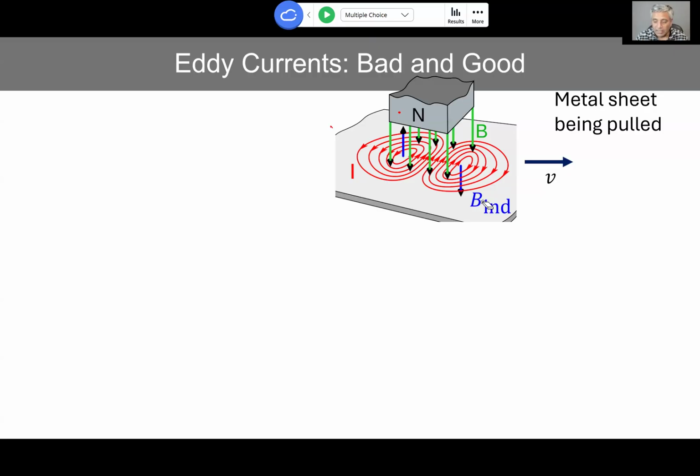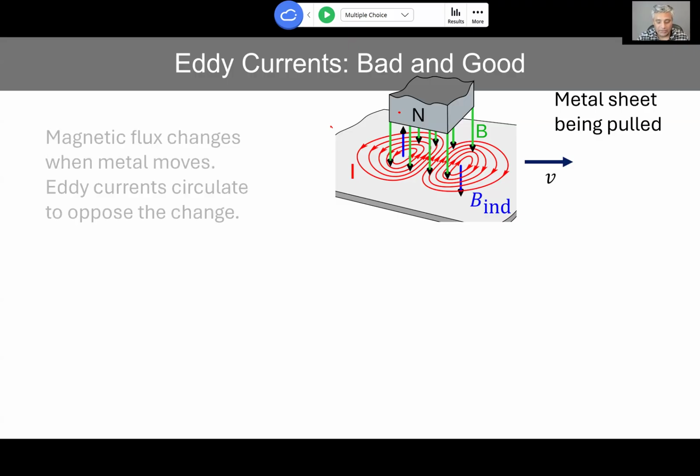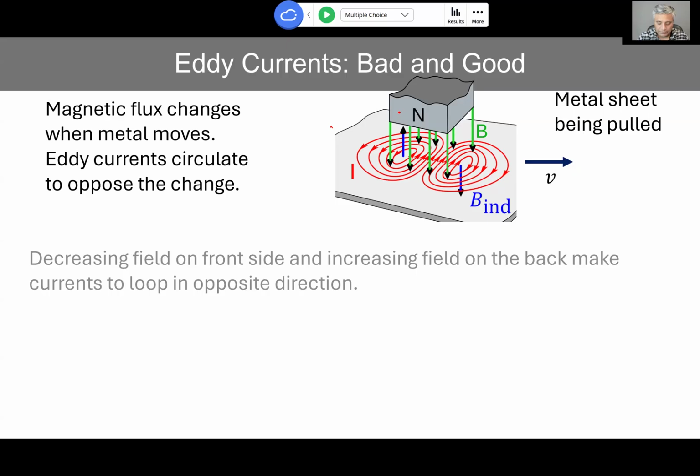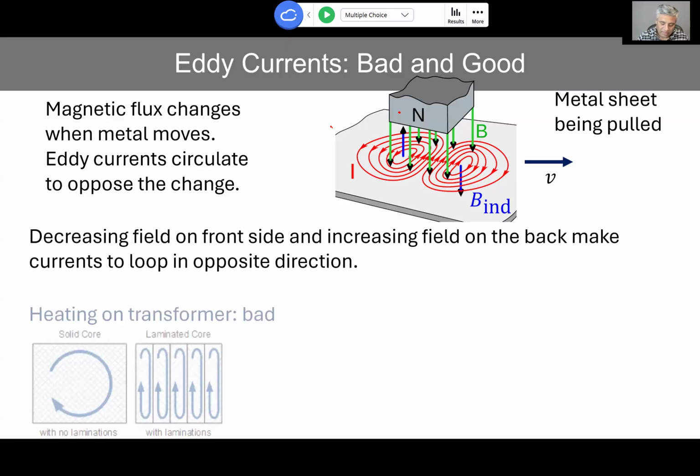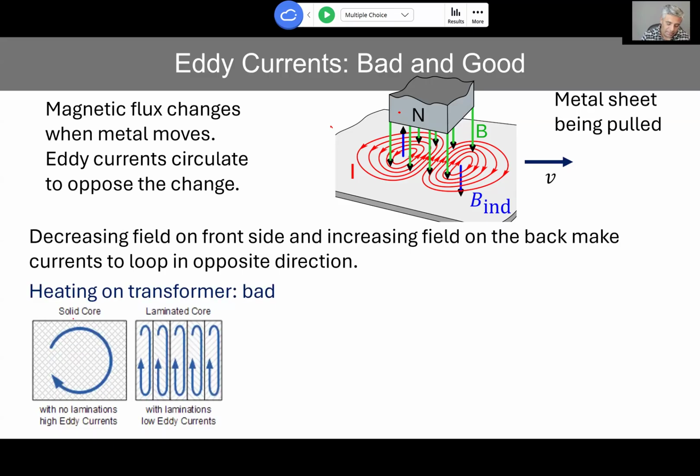So the eddy currents are bad for the transformer. We don't want to lose energy, right? We want an ideal transformer. So that's bad for the transformer. And that's how it looks.